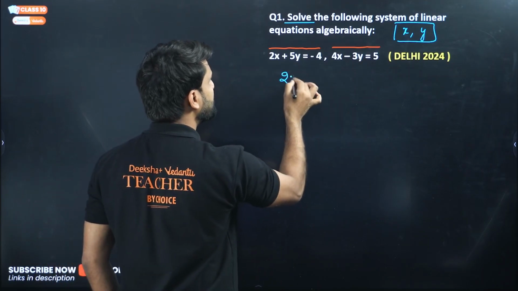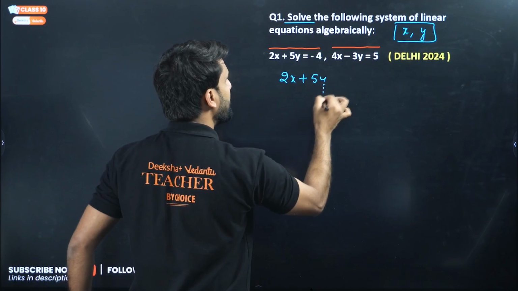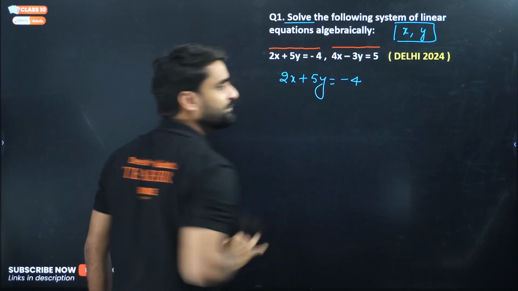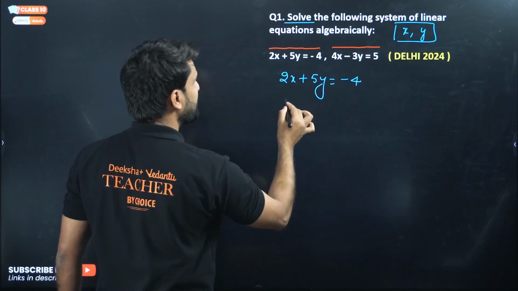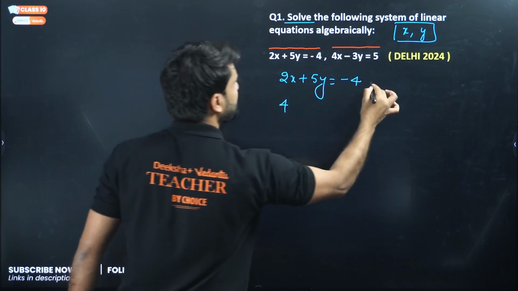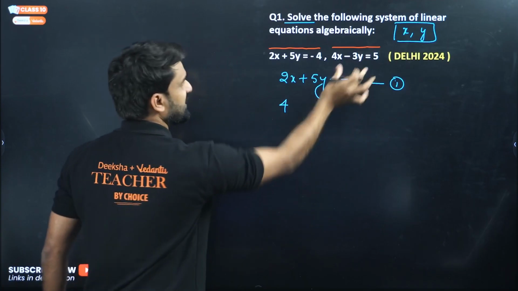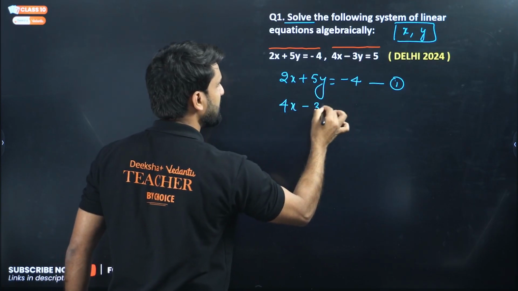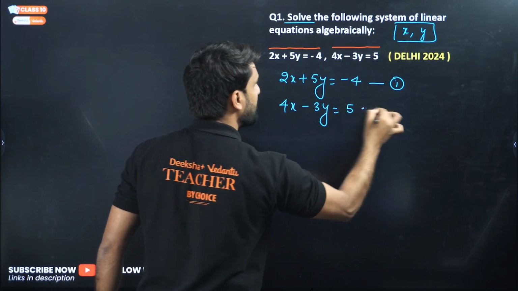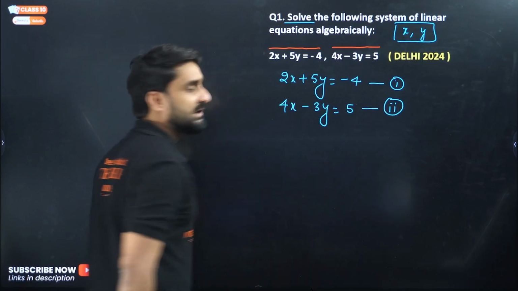The first equation is 2x plus 5y equals minus 4. Is it clear? I'm calling this the first equation, and the second equation is 4x minus 3y equals 5. I'm calling this the second equation. Hope it is clear to you.